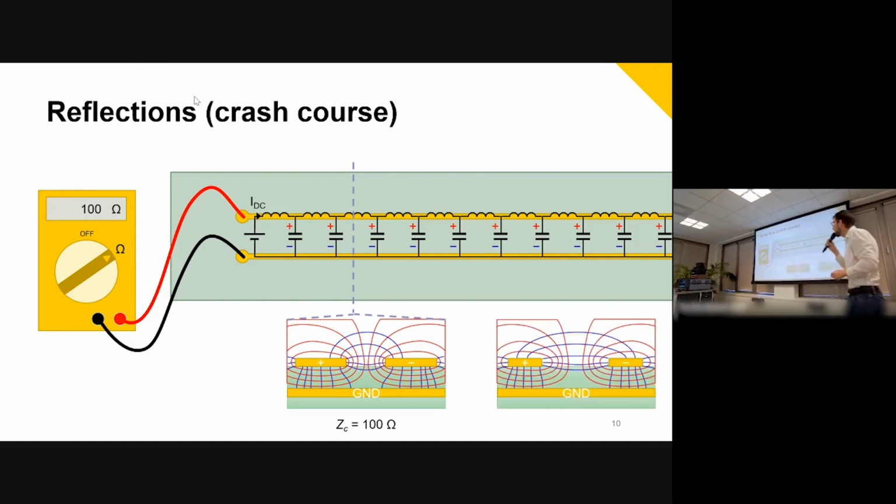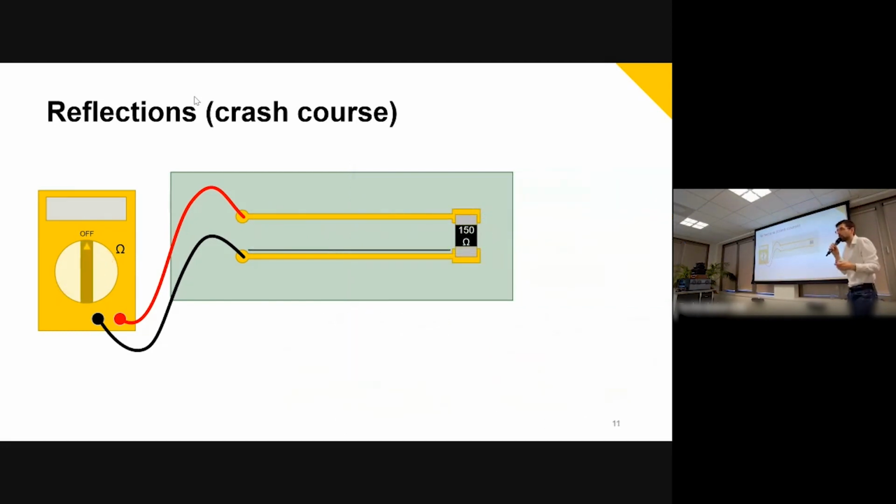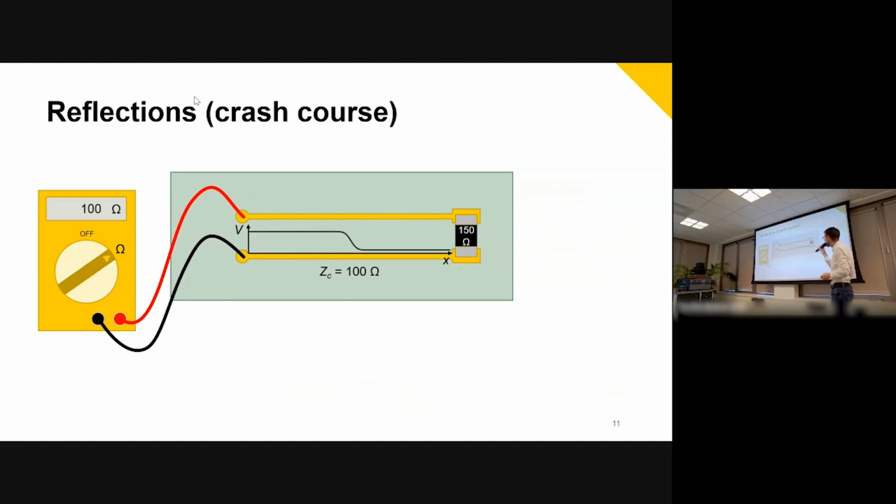Now let's take the finite trace again. So if we change the cross-section, you would have a different characteristic impedance. Now we have this 150 ohms resistor again, and a trace of 100 ohm characteristic impedance. What will happen now when we turn on the ohm meter? We will look at the voltage along the line throughout time. Turn on the ohm meter. We see the charge front propagate. The current is flowing that belongs to 100 ohms.